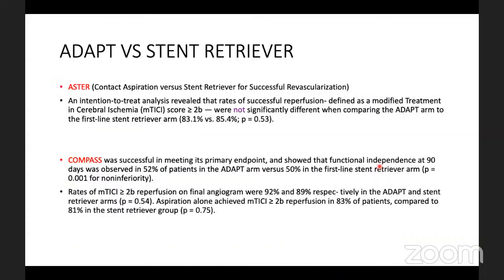Just a comparative analysis: these were the trials that compared the ADAPT technique versus the stent retriever technique. Both ASTER and COMPASS, when compared head to head, led to almost the same conclusion: that ADAPT and stent retriever, whether aspiration or stent retriever technique, are nearly equivalent, without any significant differences between the two. So we can use either technique depending on which vessel is occluded and what the mechanism of ischemia is.